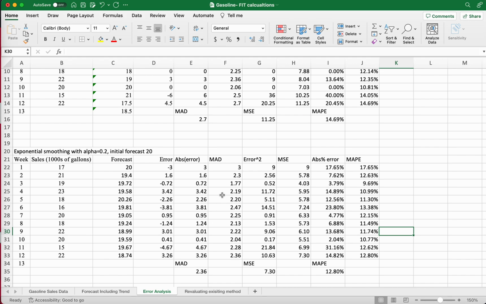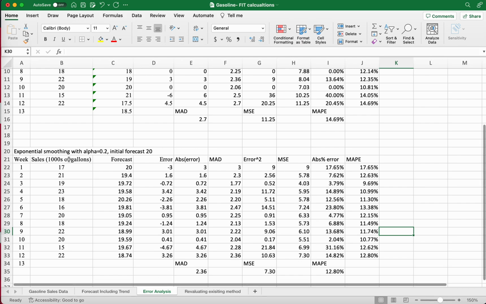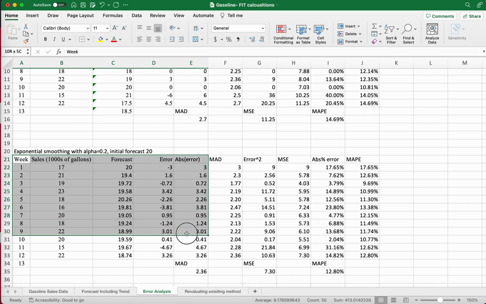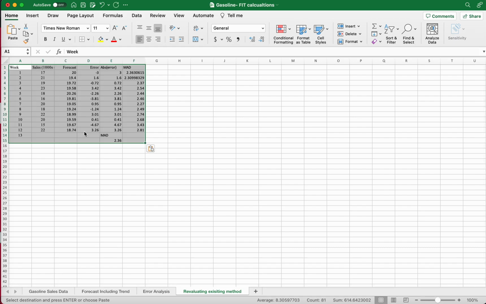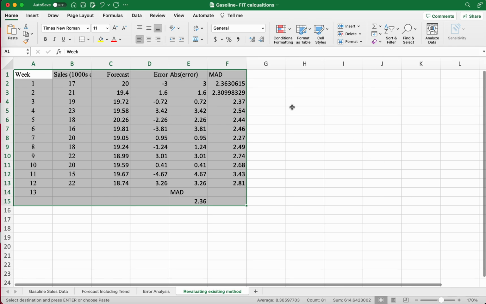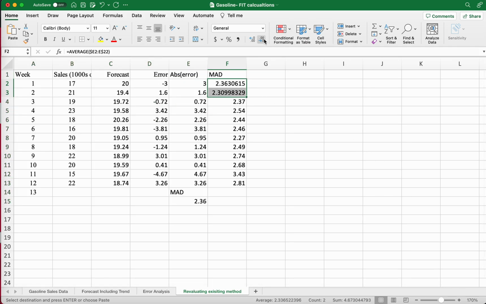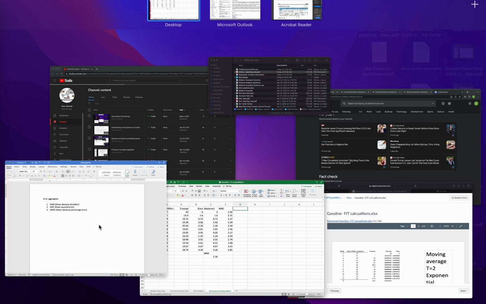So in this case, let's say that this is the method that we picked. So I'm going to copy all of these numbers here just up to the MAD. We're not going to need the MSE for this. How do you reevaluate an existing method, right? So the way you reevaluate an existing method is to calculate something called the tracking signal. So you can calculate something called the tracking signal.